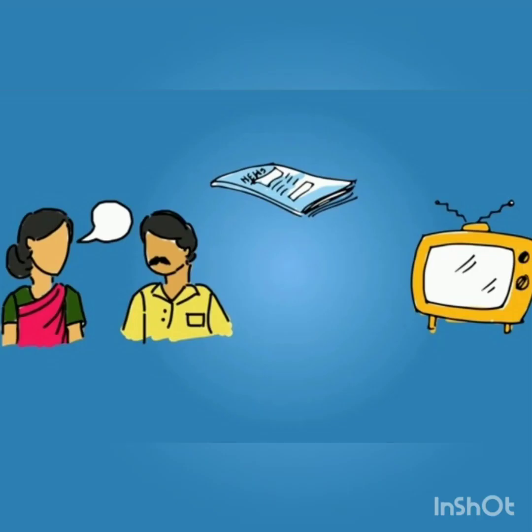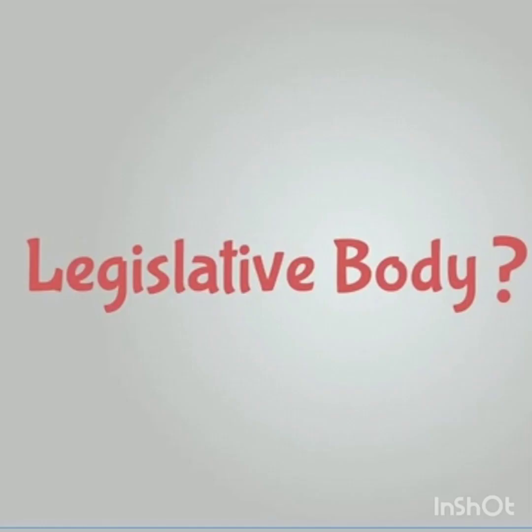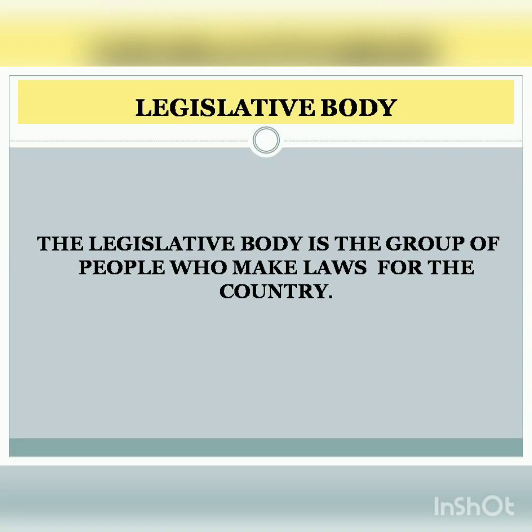Parliament. Every day we hear about the Parliament somewhere or the other, in TV channels, newspapers, from our parents, etc. But what is Parliament? It is the supreme legislative body. Legislative body. What is that? The legislative body is the group of people who make laws for the country. But how is the parliament related to our life?